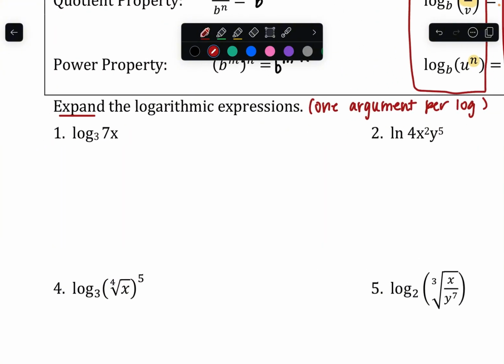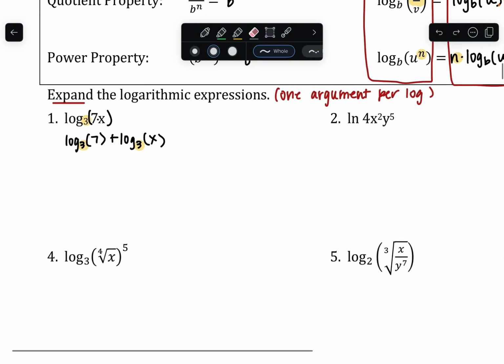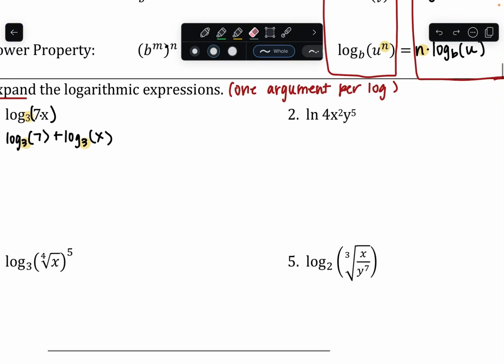Okay, and so here I've got log of 7x. Those are being multiplied, and so I'm going to break them up using addition. Log 7 plus log of x. Same base, so keep that 3 every time. And that would be the expanded form. And I know I'm done because each log only has one input: 7 for the first, x for the second.